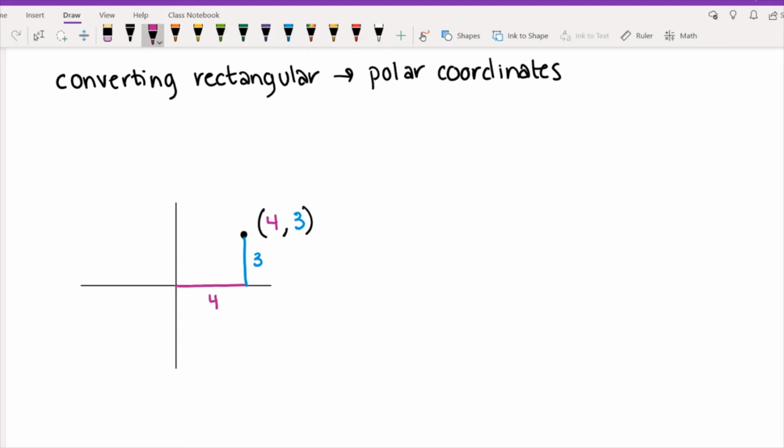Okay, so we're trying to figure out a couple of things here. One of the things we're trying to figure out is the radius, the distance r. So we want to figure out what r is. So how can we find what r is? Well, we can use the Pythagorean theorem, right? So r squared is going to be equal to 4 squared plus 3 squared.